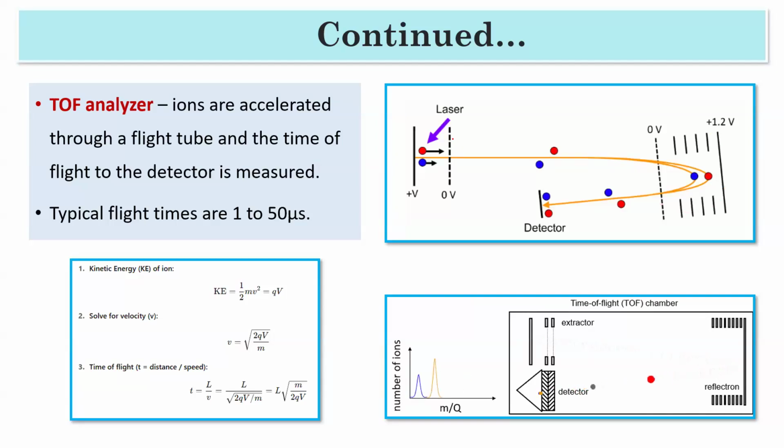Sometimes when these molecules or ions are moving towards the detector, they may have some difference in kinetic energy. So we use this kind of reflectron. A reflectron is like a charge mirror, you can say. So what's happening is, if you have a heavier, bigger molecule, it will have less velocity.